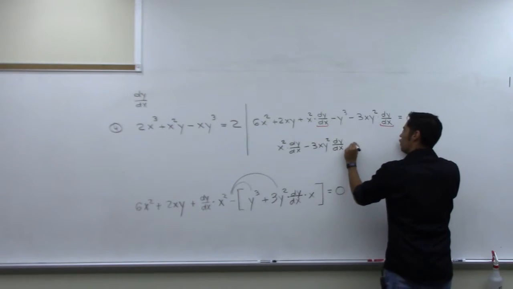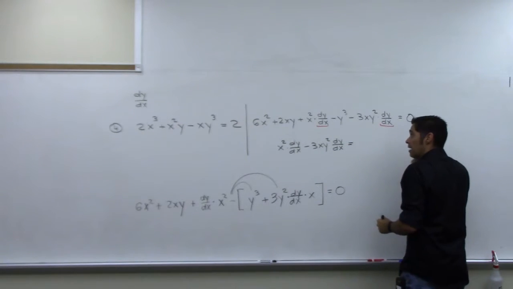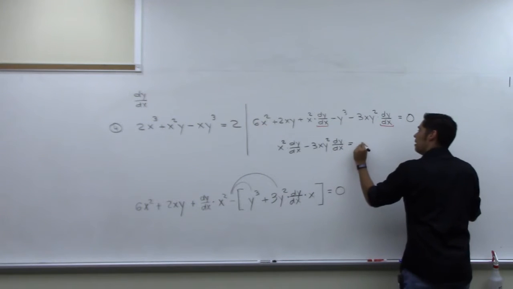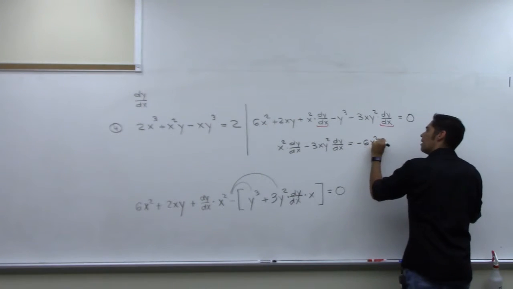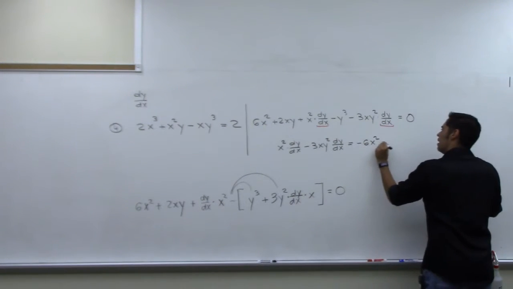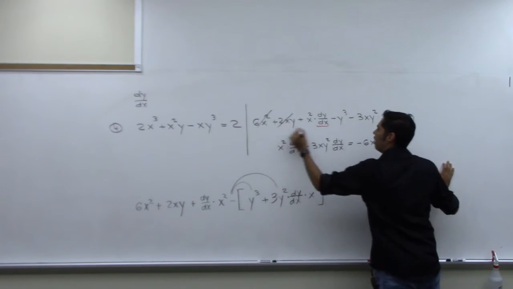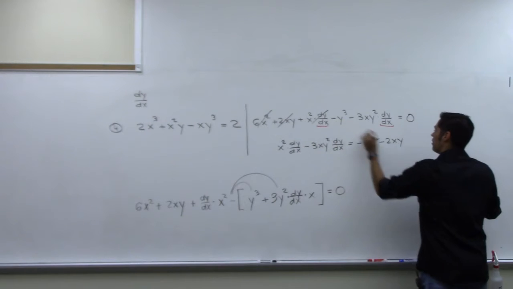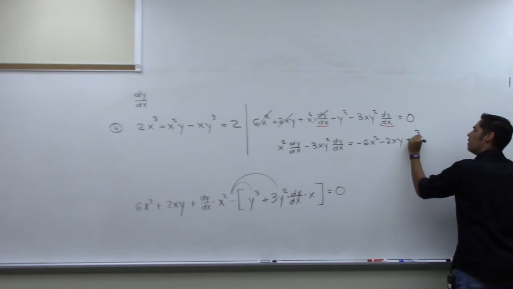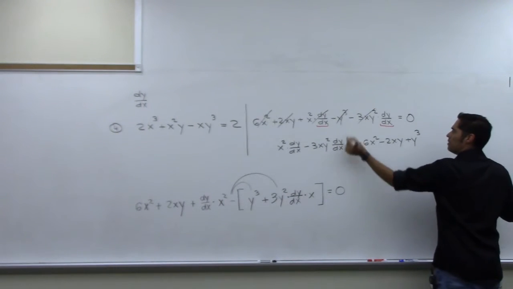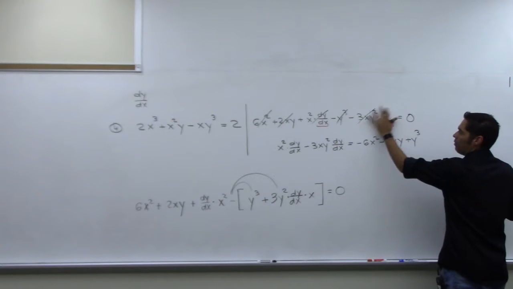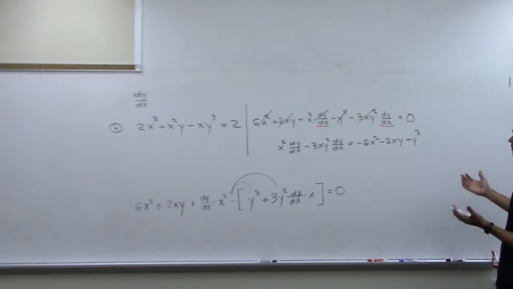Now equals, now let's move everything else to the other side. So this goes to the other side, becomes negative 6x squared. This goes to the other side, negative 2xy. I've already done that. This one goes to the other side, plus y cubed. This one's already on the left side, the whole thing's there. So that's it.